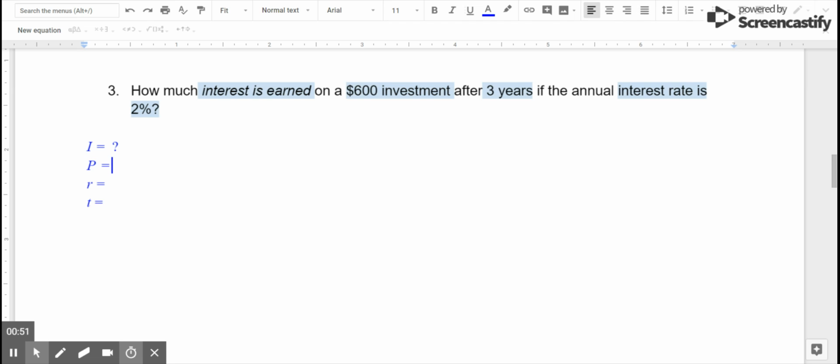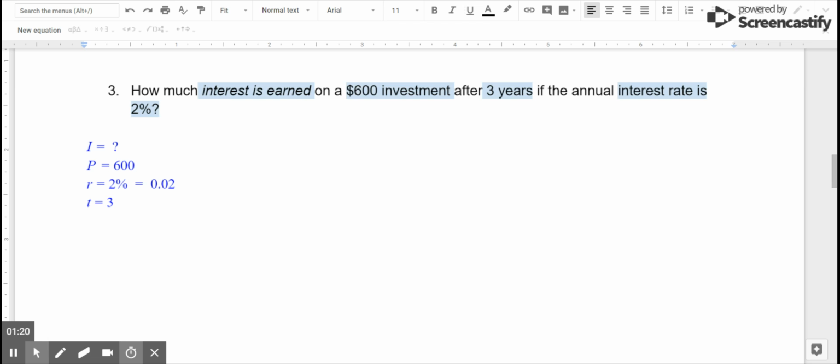My principal, that's my $600 investment. That's what I'm starting with. My rate, my interest rate is 2%. I can think of this as 2%, but I'm always going to need it as a decimal, so I'll change that to 0.02. And this is happening over the course of 3 years. Since I'm given an annual interest rate, which is 2%, and my time is given in years, I don't need to worry about converting anything.